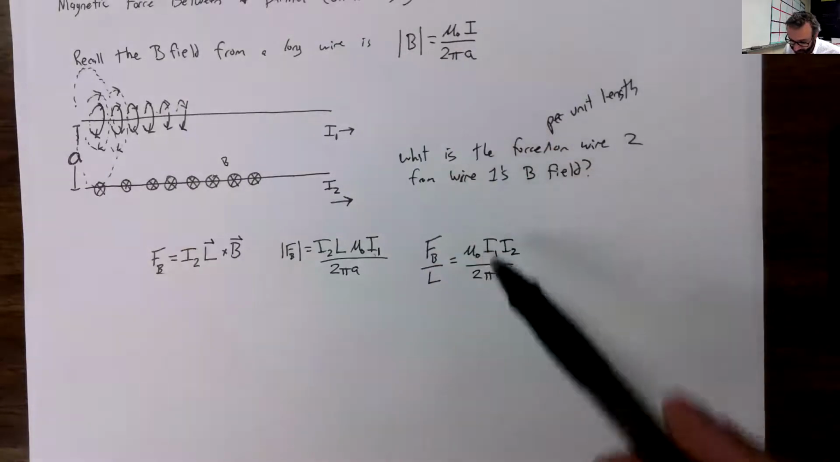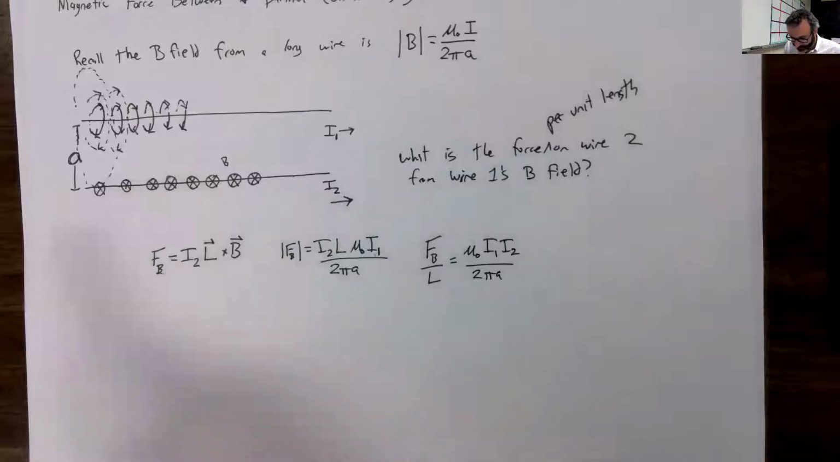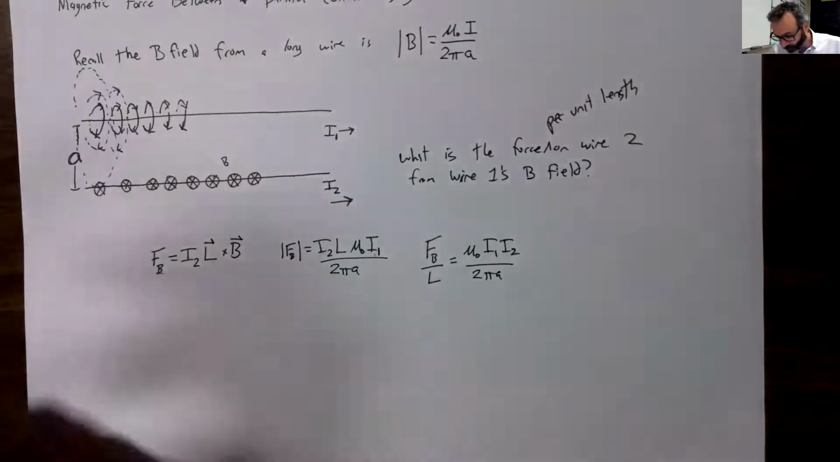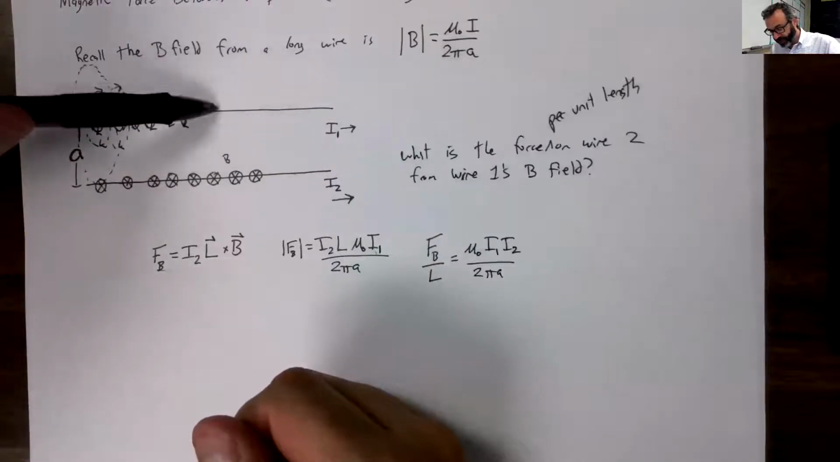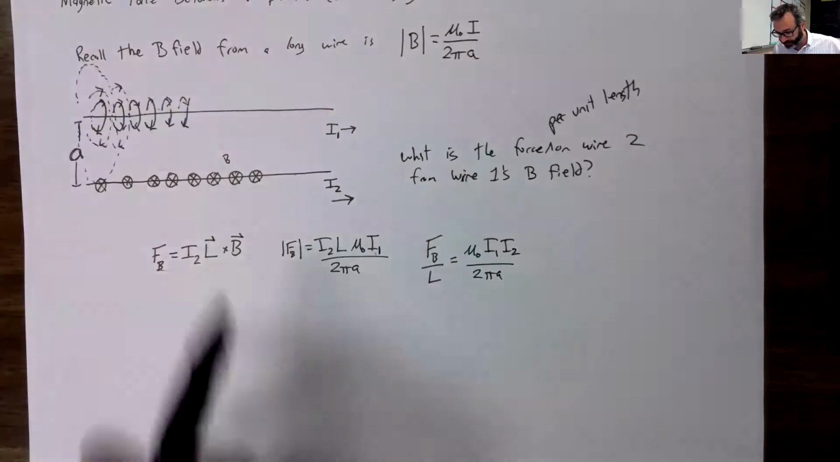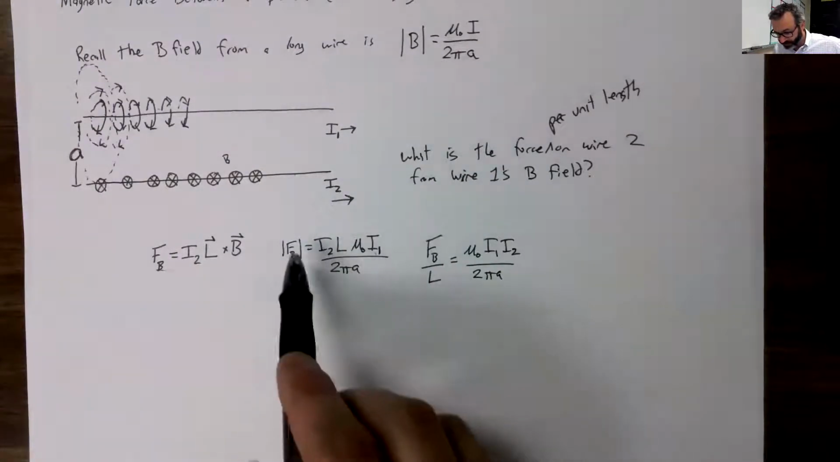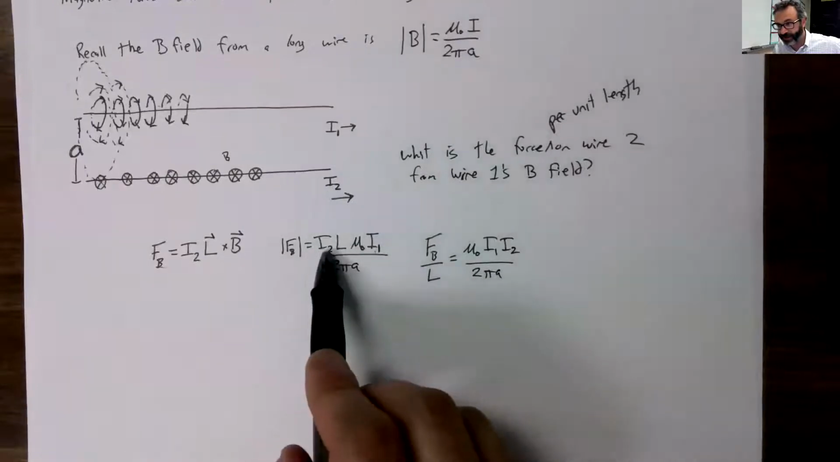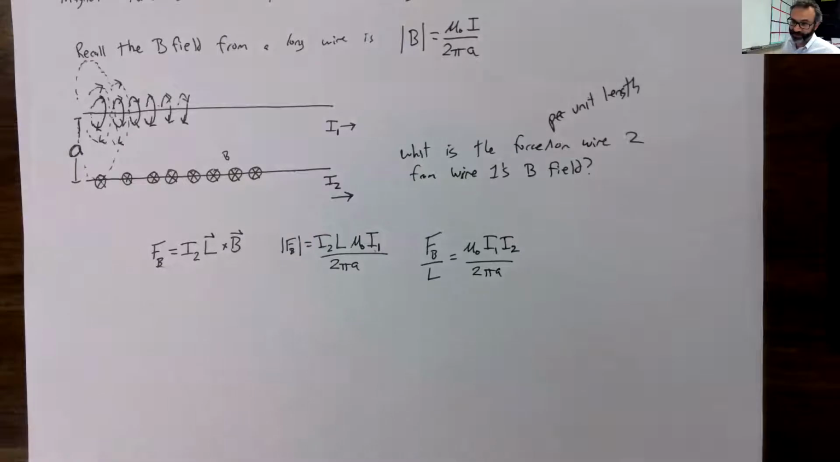So wire 2 is going to have to exert an equal and opposite force on wire 1. And you could do that. We would see you would get the same thing even if we started over. We can see that the B field for wire 2 is going to be out of the page up here, but we're still going to get the same. We would have the exact same equation, except the I1 would be here and the I2 would be there, so we would have the same value.